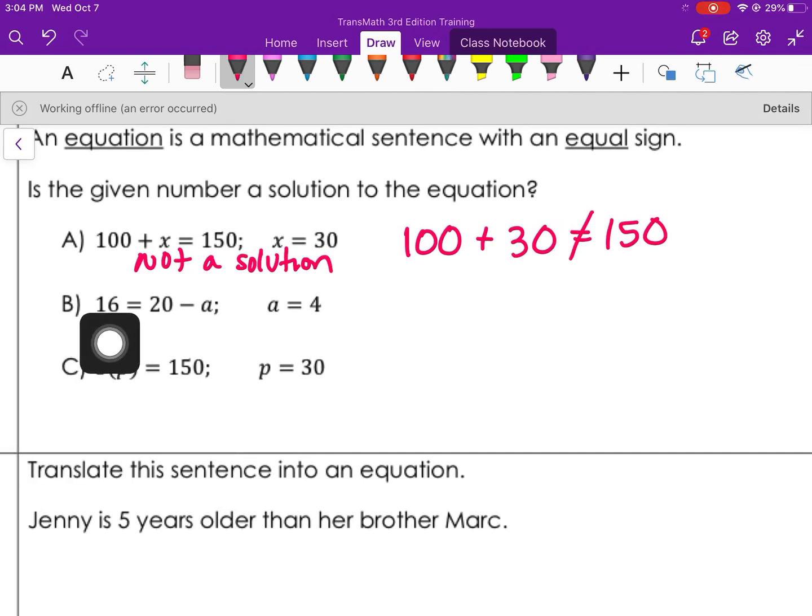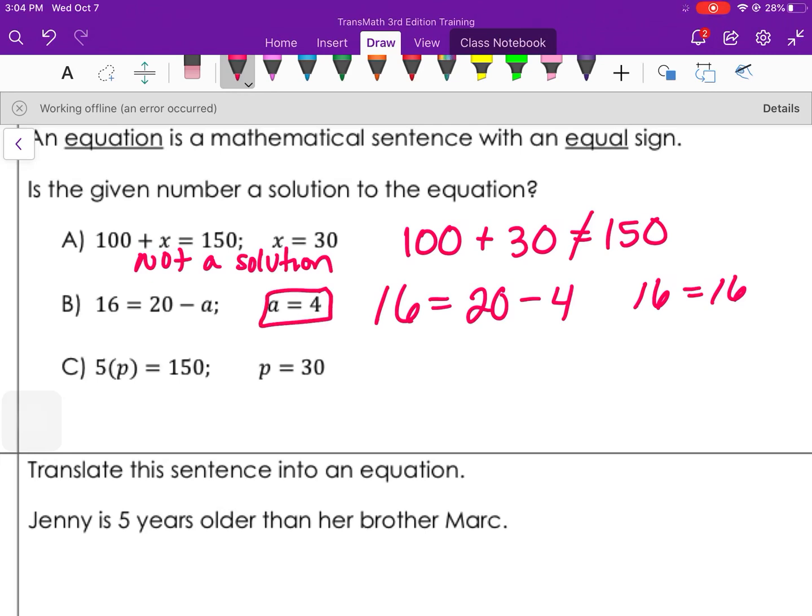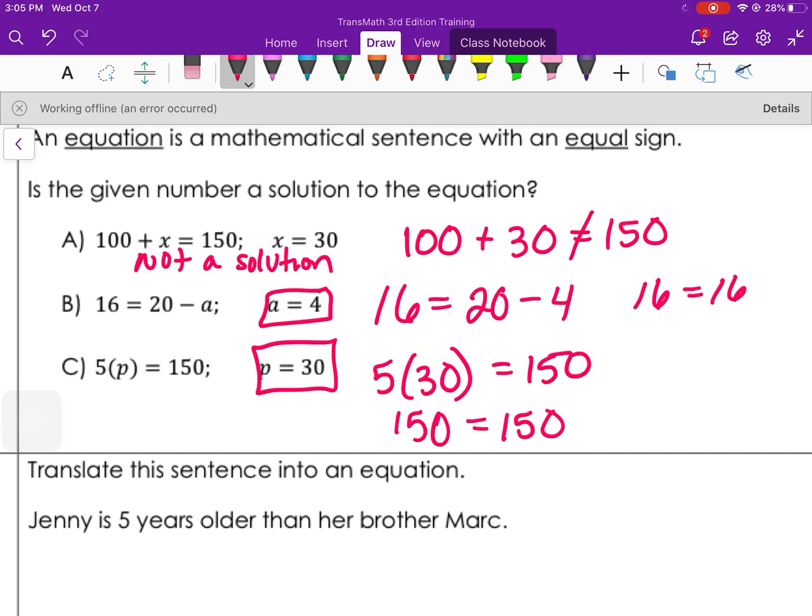How about in B? Is 16 equals 20 minus A? Is A equals 4 a solution? So is it true that 16 equals 20 minus 4? And that is true because 20 minus 4 is 16. So yes, this one is a solution to the equation. In C, we have 5 times P equals 150. Is P equals 30 a solution? So is 5 times 30 equal 150? Since 5 times 3 is 15, 5 times 30 is 150. So yes, this one is a solution.